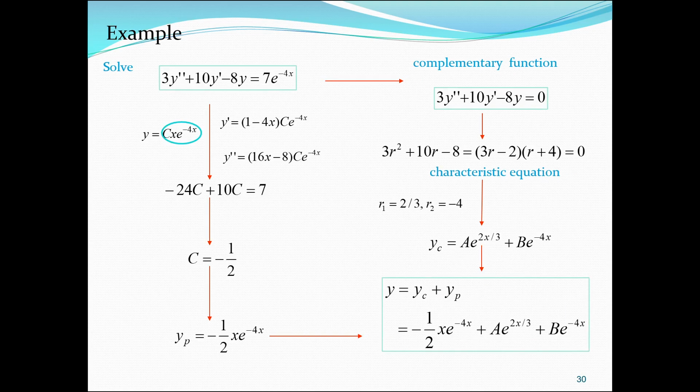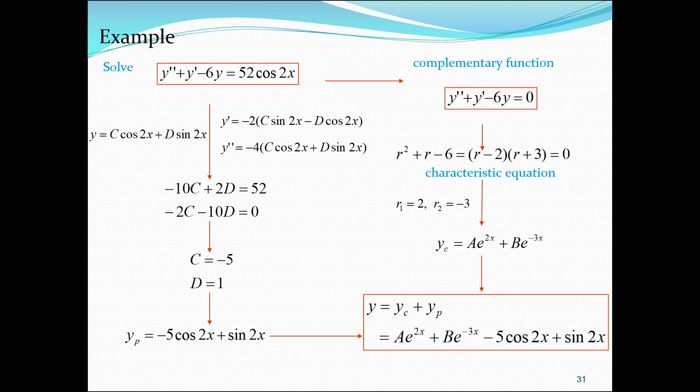So some more examples. 3y double dash plus 10y dash minus 8y equal to 7 into e power minus 4x. Now we find the first derivative and second derivative from the equation y equal to c into x into e power minus 4x, and then find the c value, minus 1 by 2. The same process, we get the characteristic equation and then find the roots of the equation. Finally we write y equal to yc plus yp: minus 1 by 2 into x e power minus 4x plus a into e power 2x by 3 plus b into e power minus 4x.